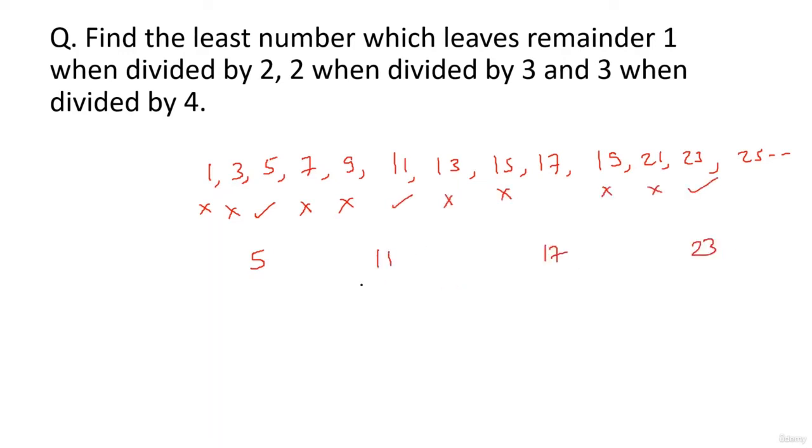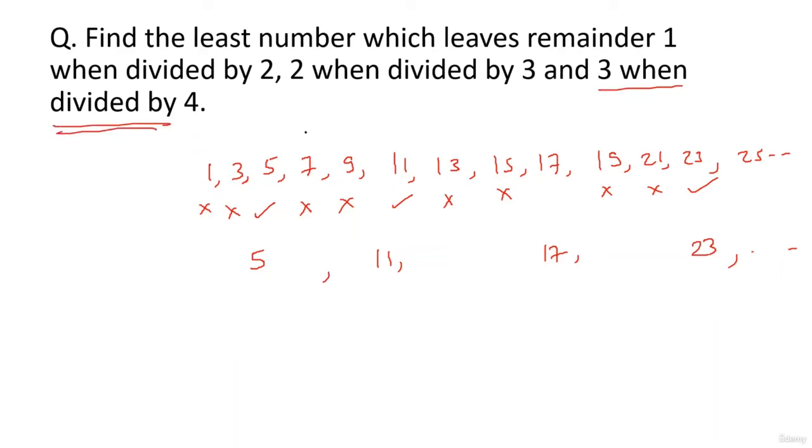Right? So basically now I can make a new list: 5, 11, 17, 23. All these are the numbers which on dividing by 3 will give me remainder equal to 2. Second condition also met. Third condition is that it should give you remainder 3 when divided by 4. This is the last condition in the question: remainder 3 when divided by 4.